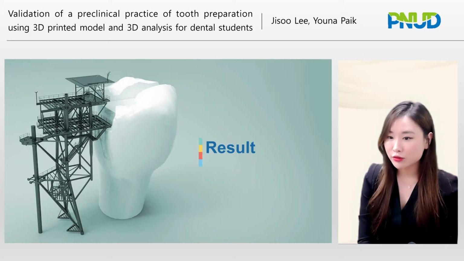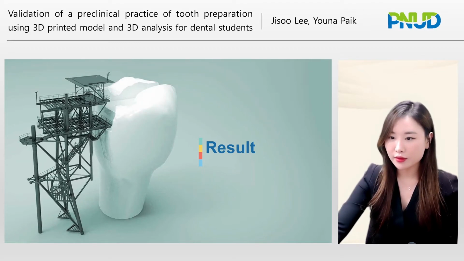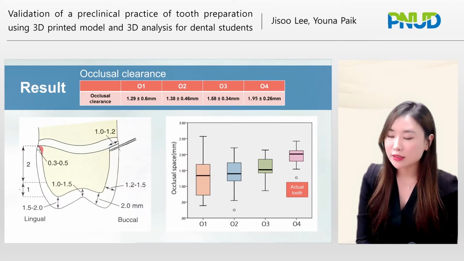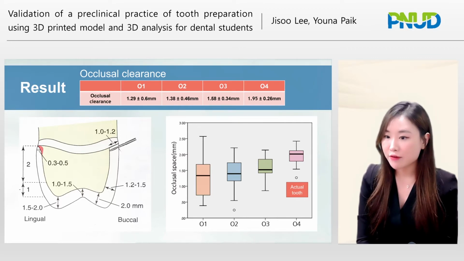Let me explain the results. The first is the occlusal clearance statistics. There was no significant difference in the mean value between the first and second preparation. However, there was a significant difference from the third preparation. Also, as the rounds progressed, the deviation decreased.